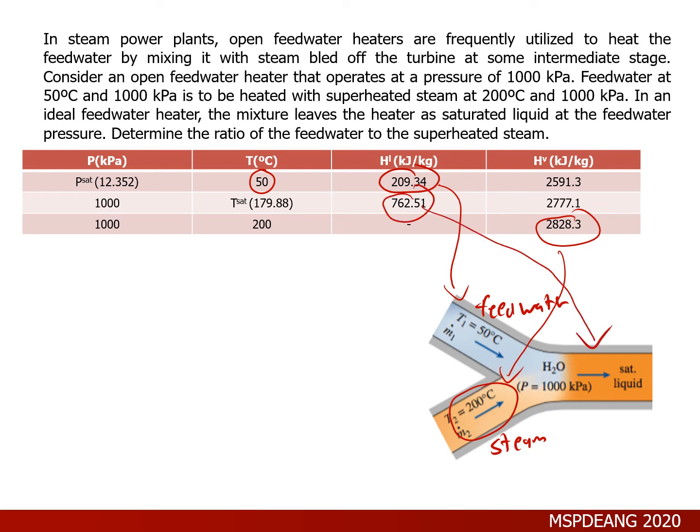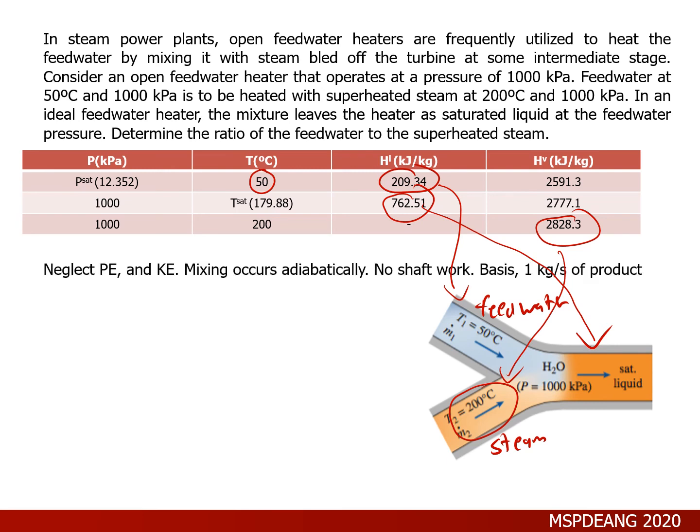So now, let's proceed to the energy balance. And for the energy balance, let's make a few assumptions. So, we neglect potential energy and kinetic energy change. Okay, since the enthalpy values are high, we can assume that the change in PE and KE is negligible. Mixing process, so there should be no shaft work. Now, the mixing will also occur adiabatically, meaning there's no heat transfer out of our feed water heater. So, we have heat transfer inside, but no heat leaving.